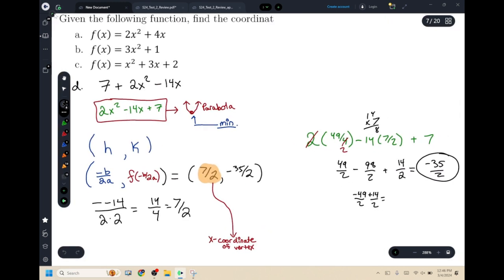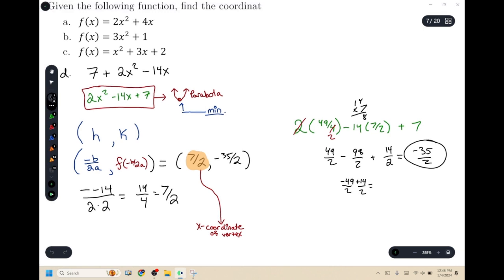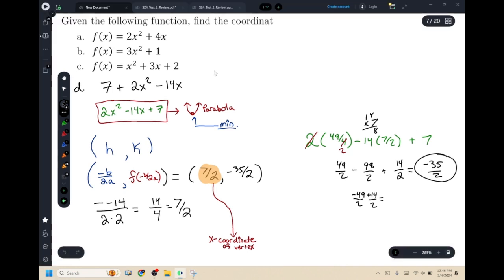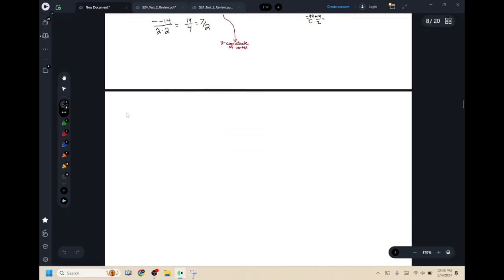This is all going to be online. You don't have to take a picture now. All right, we're doing this one, and then we'll take a break.